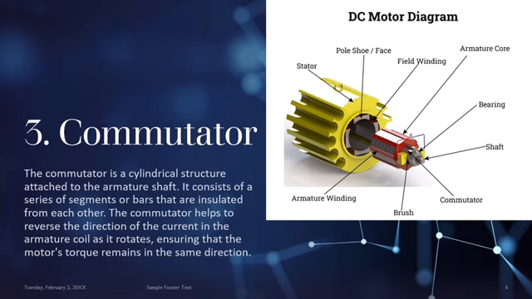The third component is the commutator. The commutator is a cylindrical structure attached to the armature shaft. It consists of a series of segments or bars that are insulated from each other. The commutator helps to reverse the direction of the current in the armature coil as it rotates, ensuring that the motor's torque remains in the same direction.